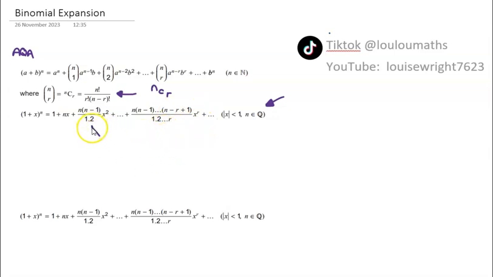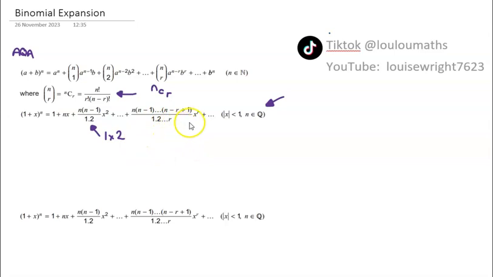So in your formula, just be careful. That's not 1.2 on the bottom. That means 1 times 2, or 2 factorial. This one means 1 times 2 times 3 times 4 and so on, all the way up to r.